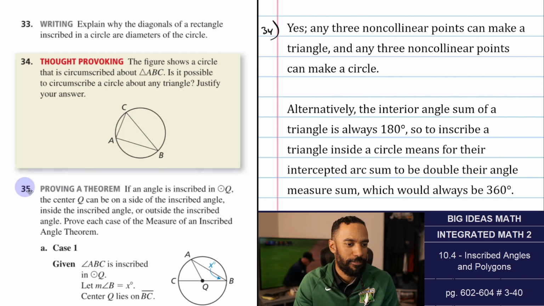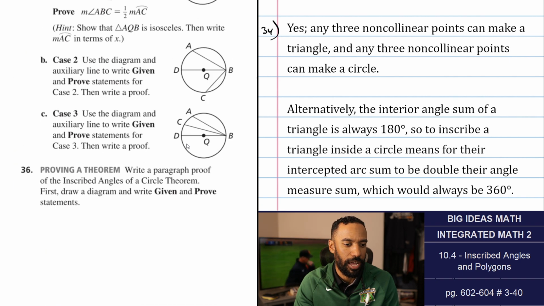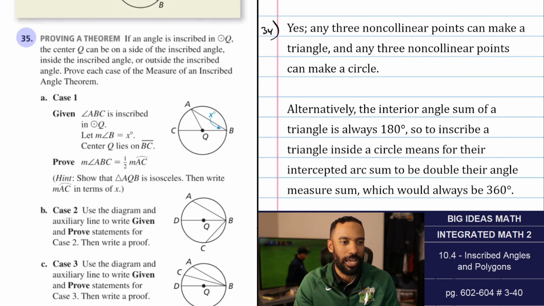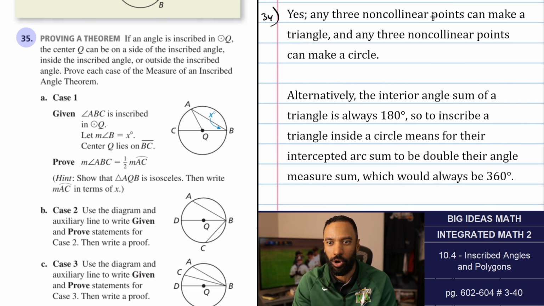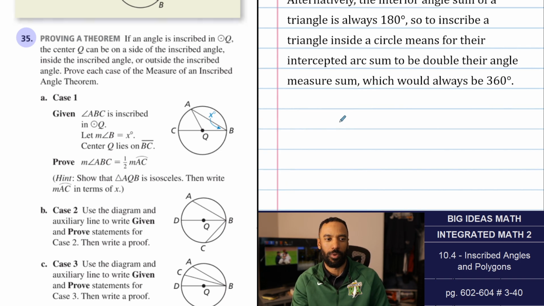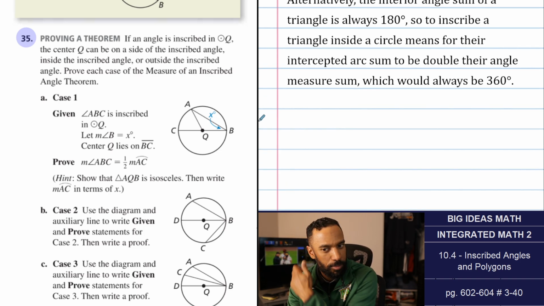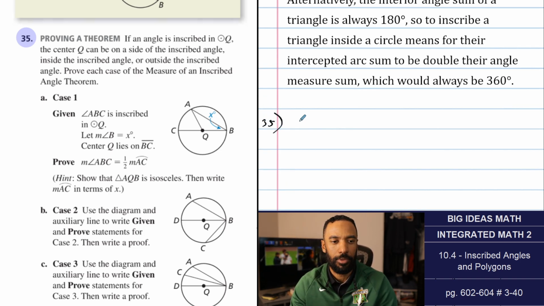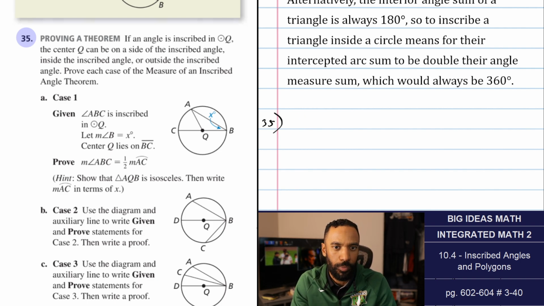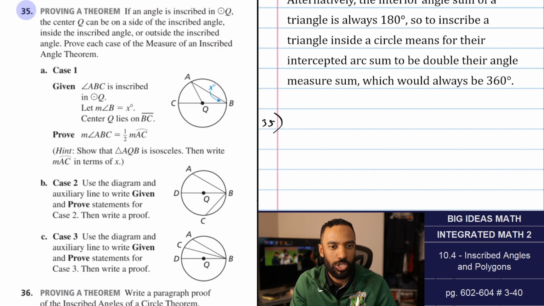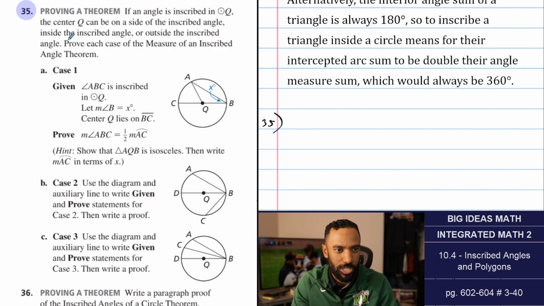Okay, number 35. In fact, it looks like we're doing a lot of proofs moving outward. So as great as this was for a while, now that we're past that hour mark, this could stretch out a whole another hour in and of itself, depending on what we have to do. You can see number 35 as parts A, B, and C. On number 35, we're going to prove the inscribed angle theorem with 3 different cases. If an angle is inscribed in circle Q, the center Q can be on a side of the inscribed angle, inside the inscribed angle, or outside the inscribed angle.